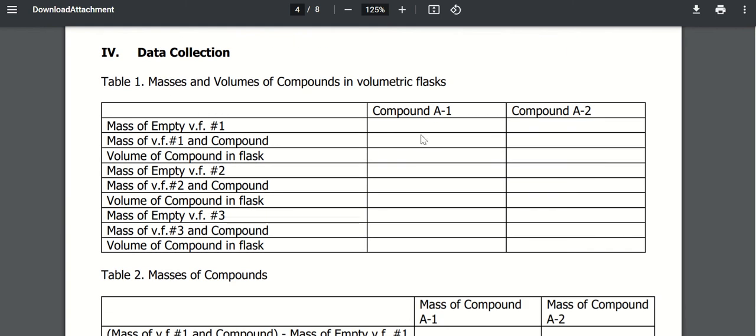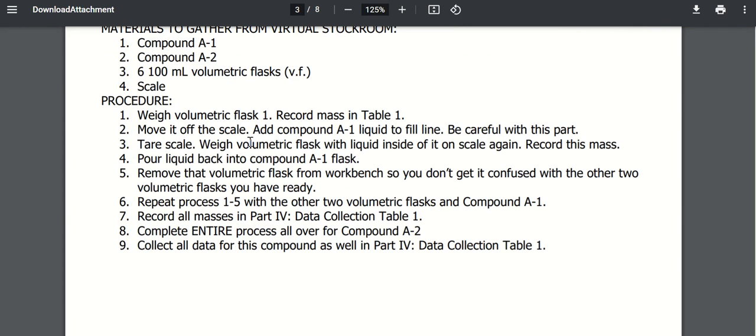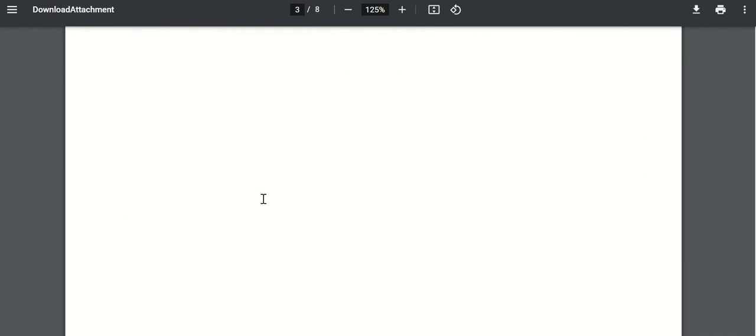And this is where you either enter your values or write them down if you printed it. So the first thing you notice, we're collecting the mass of the empty volumetric flask. You can record this first, and then you add in your compound. Now, remember I said volumetric flasks have a very certain amount that you're adding. So notice that I told you to gather 100 ml volumetric flasks.